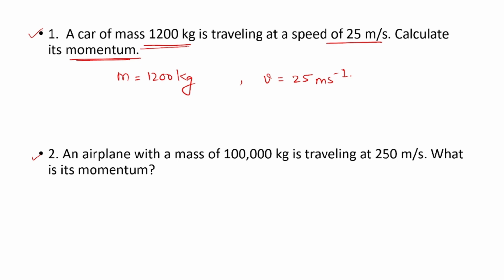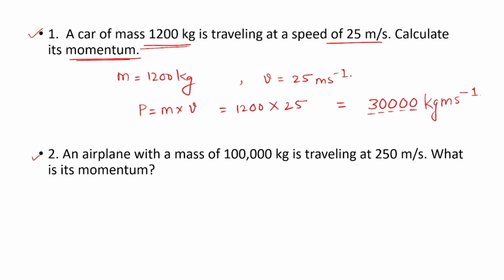As we learned just now, momentum is denoted by p, and the formula of momentum is p is equal to m into v. So we can write here 1200 kg into 25. Multiplying 1200 with 25, that will give us 30,000. And what is the unit? Kg meter second power minus 1. So the momentum of the car is 30,000 kilogram meter second power minus 1.